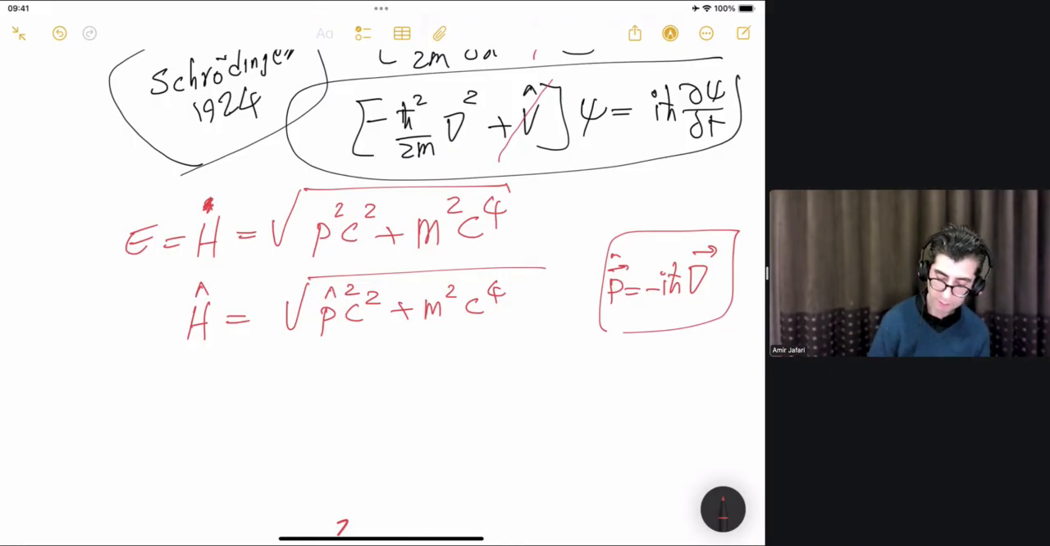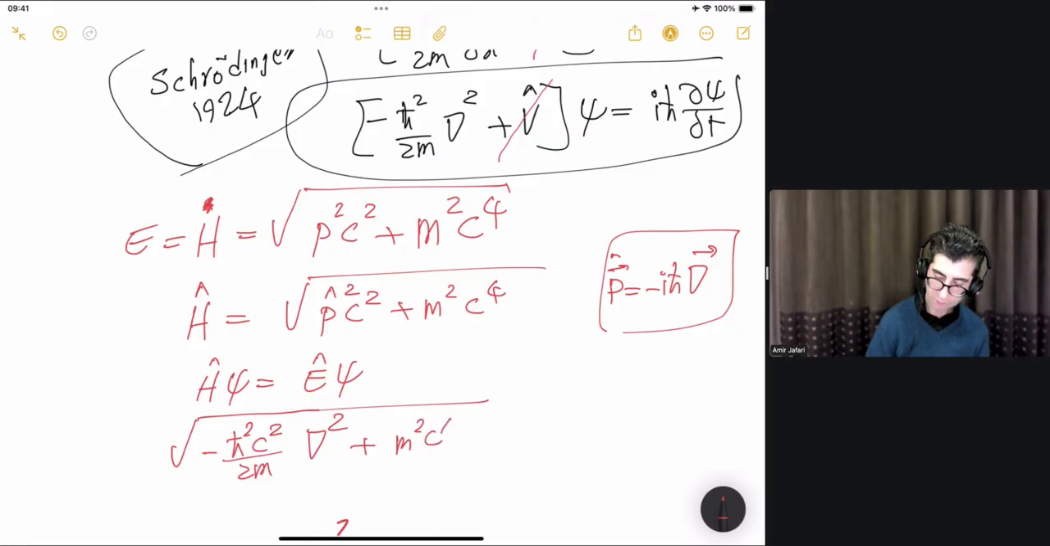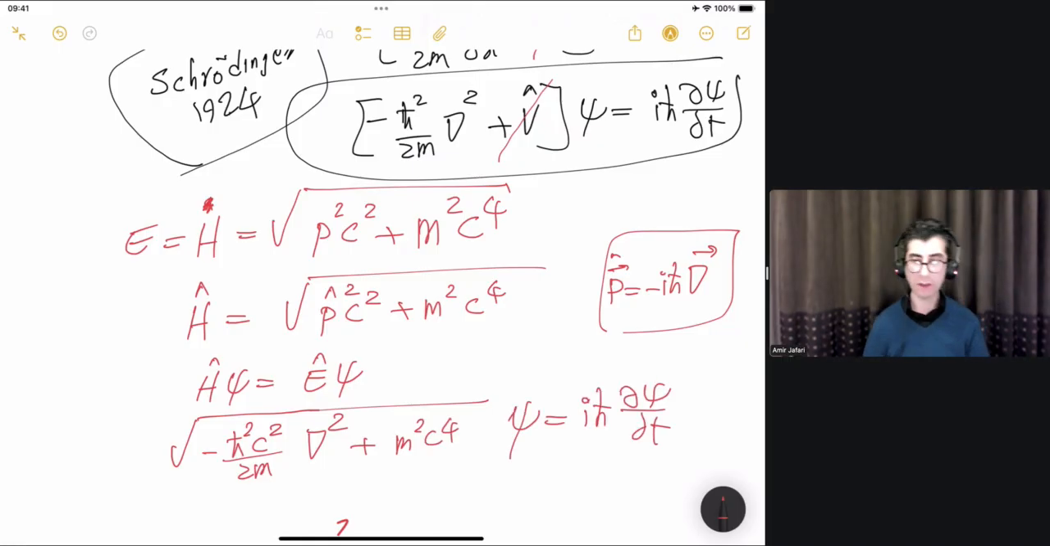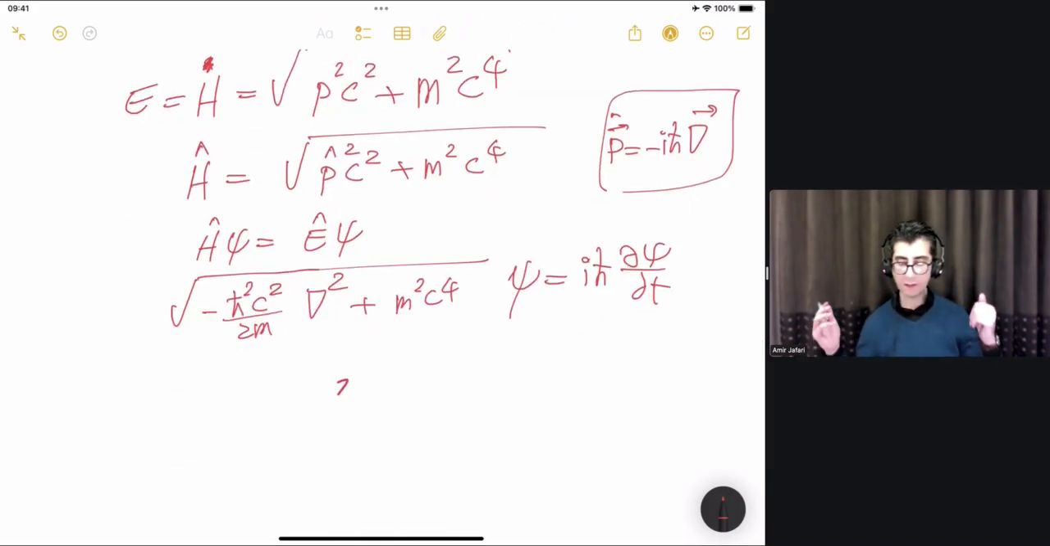If you write this energy relation, you're going to get something like this: minus ħ² c² over 2m Laplacian plus m² c⁴ times psi equals iħ ∂psi/∂t. You can see immediately that there are a couple of problems here. One problem is that there is a Laplacian inside the square root. How can you make sense of that mathematically?